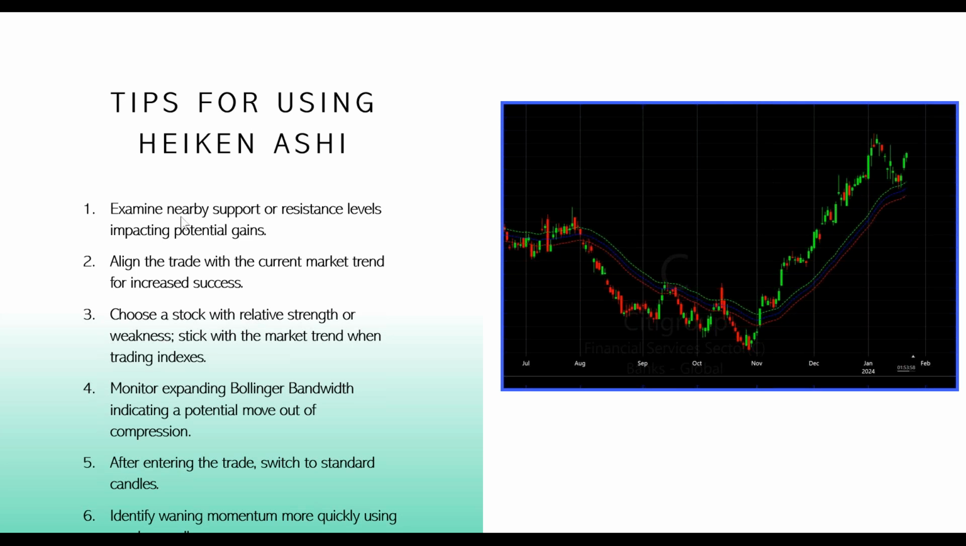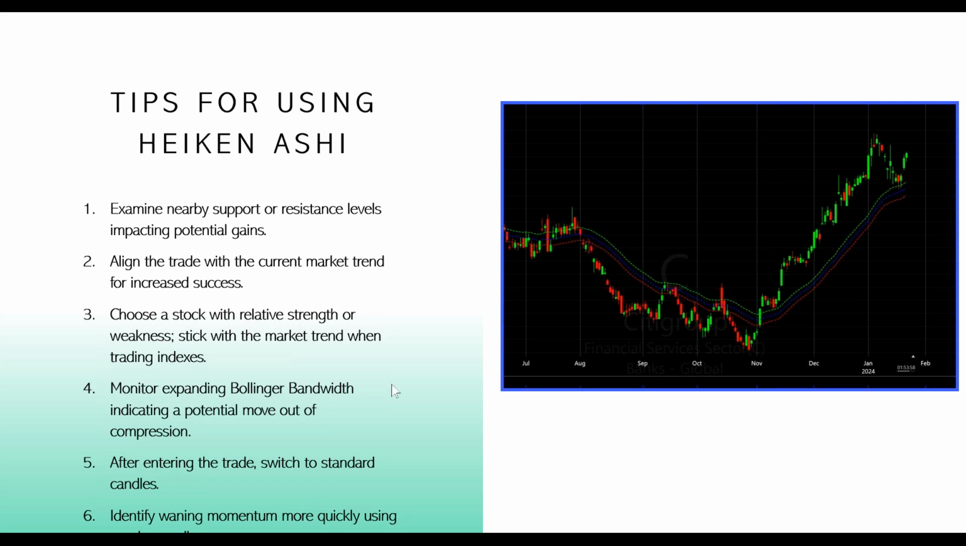But so then you want to examine support and resistance levels impacting potential gains. You don't want to be getting into a trade that's running right up against resistance if you're going long. Align the trade with the current market trend for increased success. Choose a stock with relative strength or relative weakness, and stick with the market trend when trading indexes. This is all very key. This is all a process. This is the criteria that we use to find these trades.